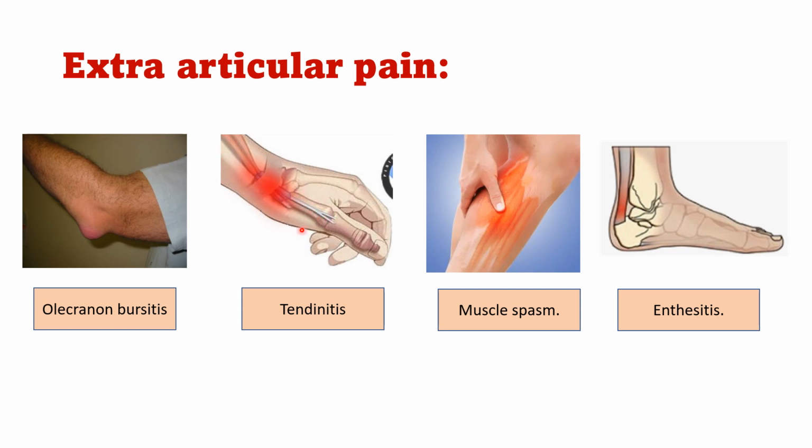So when I examine the patient's hand, I will find that the tenderness is localized to this side, the lateral side of the wrist. Otherwise, the other parts of the wrist are clear. Also, the wrist movement will not be affected except in radial deviation. So this is called tendinitis, and this is extra-articular pain.